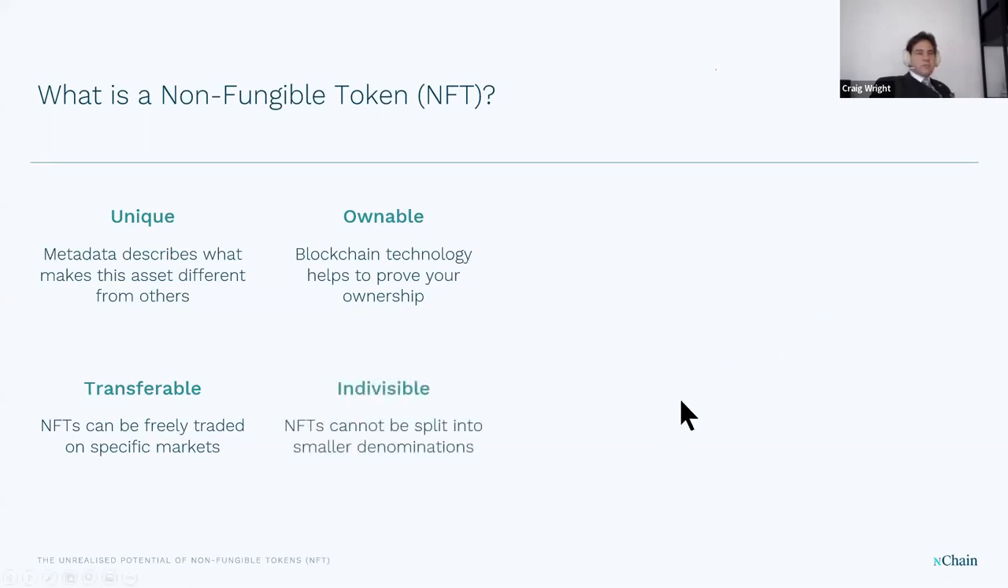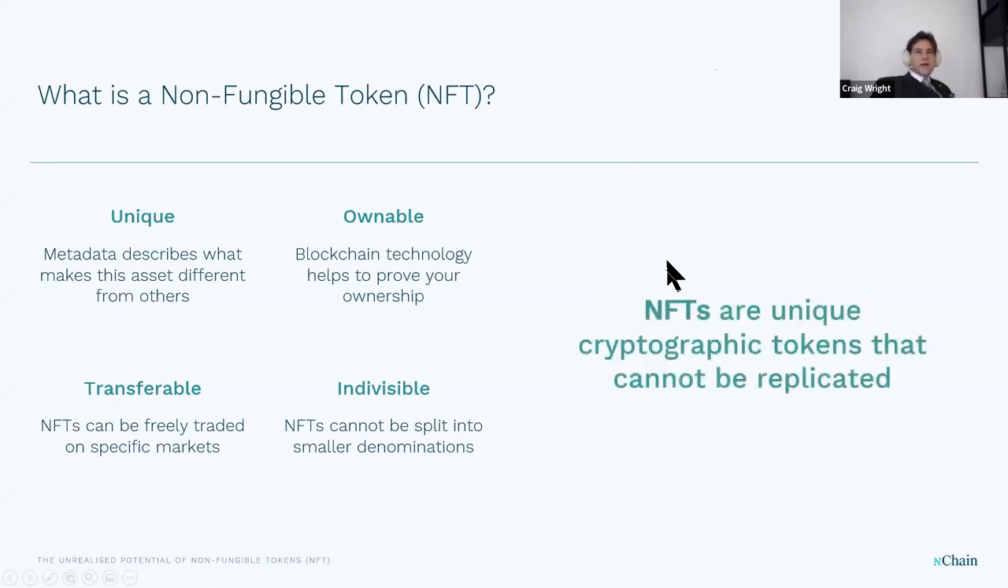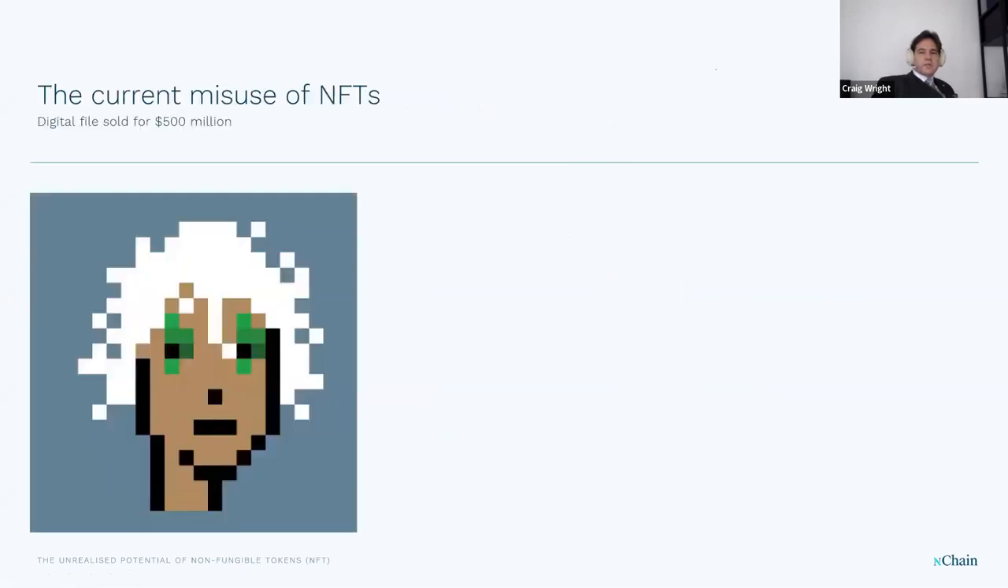So NFTs should be indivisible. There should not be any smaller denominations. There shouldn't be the ability for someone to right click and put it up there on Twitter. If you're doing that, you don't really have an NFT. You've got a hash on some distributed ledger, that's it. So they are unique cryptographically secured tokens that cannot be replicated. So think about that for a moment. What we're talking about is something completely different to this.